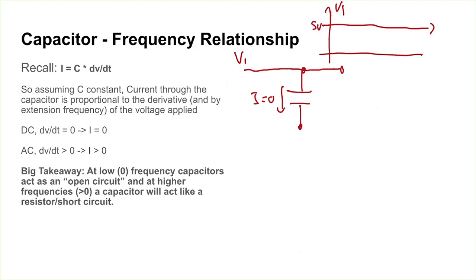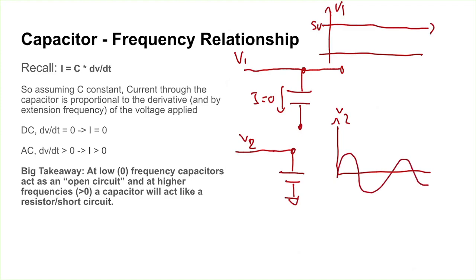But say we have an AC signal, which means in general our derivative is greater than 0. So we'll call this V2. We have our capacitor to ground, and this is what V2 looks like. We'll just say a sine. We can assume that we now have non-zero derivatives at all these times, right? And then we can make the assumption that I will be some value greater than 0. So not greater than or equal to. It must be greater than 0, right?